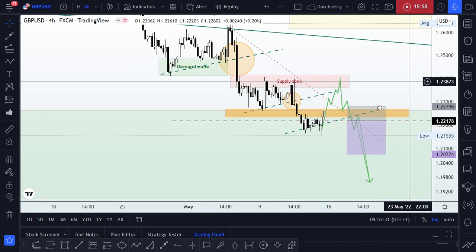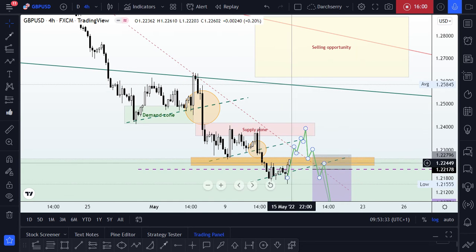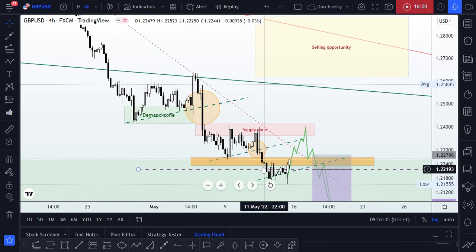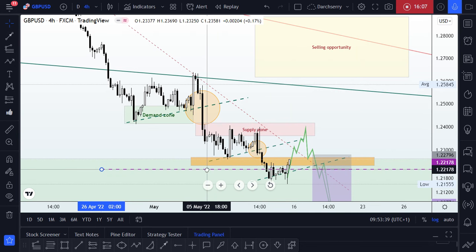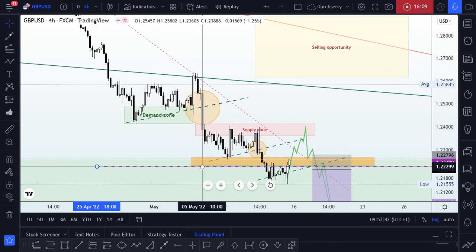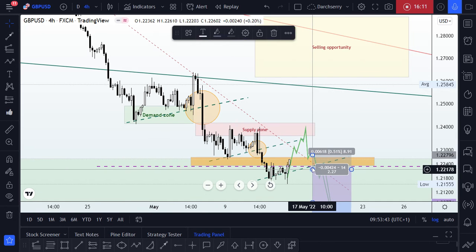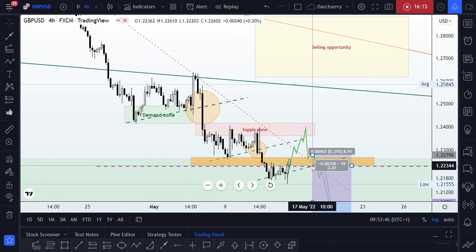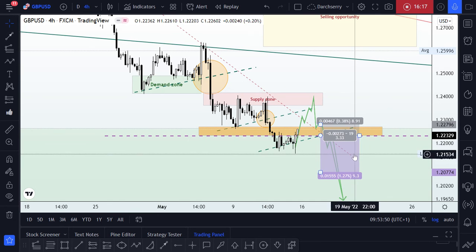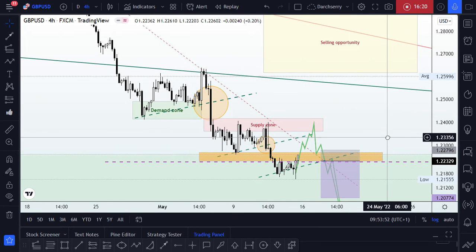And if we want to be looking for something right below this key level, we're having around 150 pips take profit target.